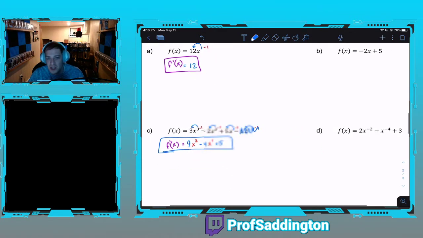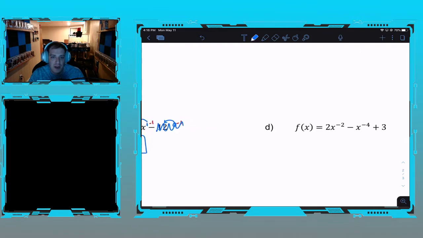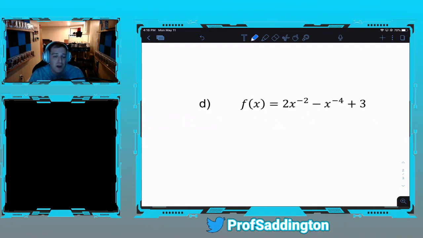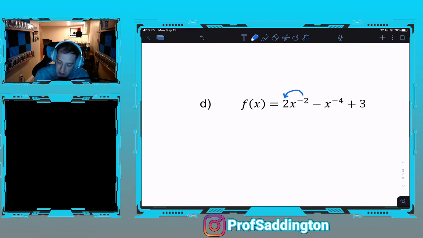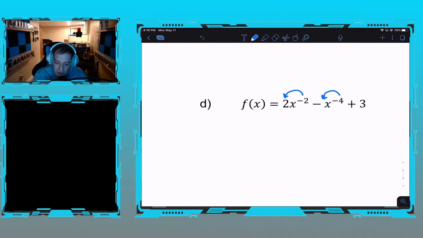Okay? So same rules. I'm just going to keep repeating it. I'm going to come over to part D now. Now, part D is negative exponents. This rule still applies if you have negative exponents. You could still do the same thing. The first step we're going to do is just take the exponent and still multiply it out to the coefficients.